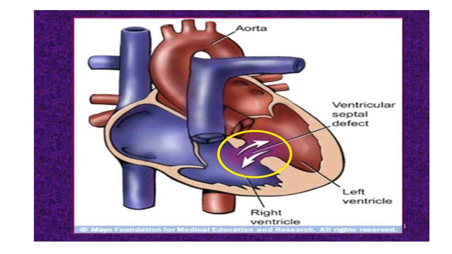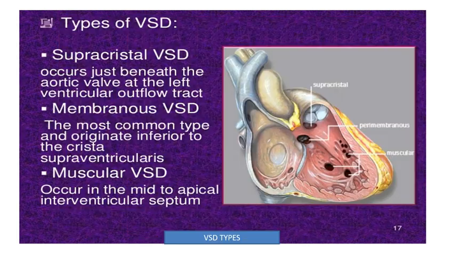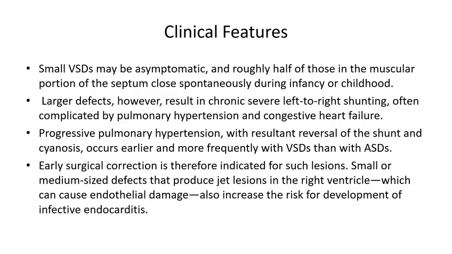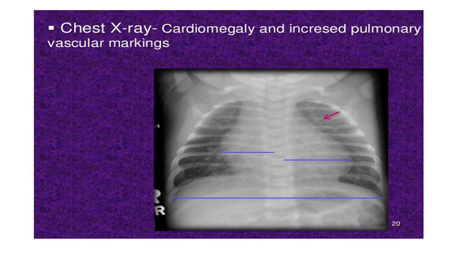So this is a picture of ventricular septal defect which causes left to right shunt initially. Supracrystal, membranous and muscular type of ventricular septal defect in the figure. Most small VSDs are asymptomatic and detected only in the adulthood. Chest X-ray: cardiomegaly and increased pulmonary vascular markings in a pediatric age group.